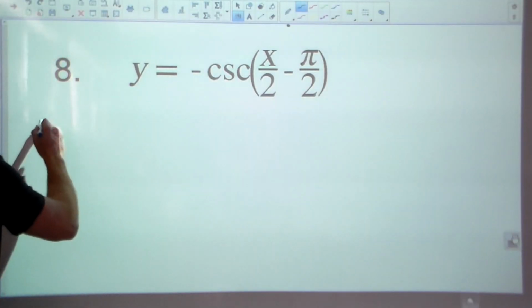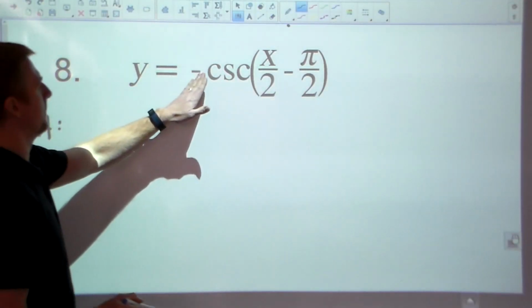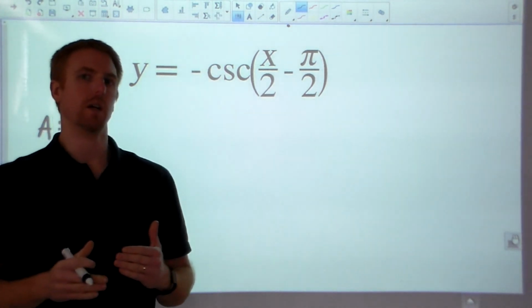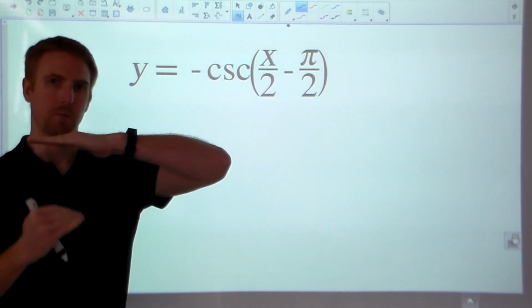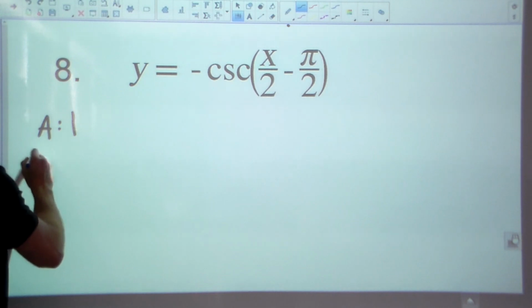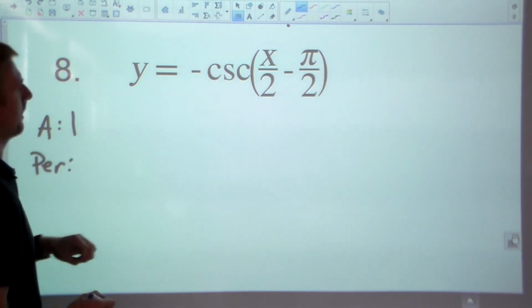Number 8, another one where it's a negative out front. So the amplitude here is just +1. Again, amplitude is always positive. It's the distance from the median, from the middle of the wave, or the trig function. All right, period. Well, frequency in this case is 1/2.